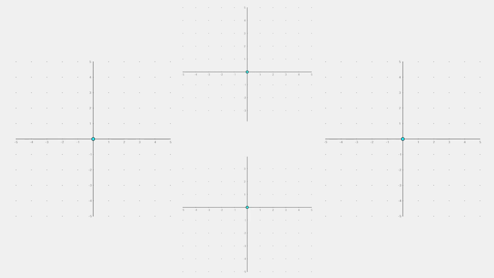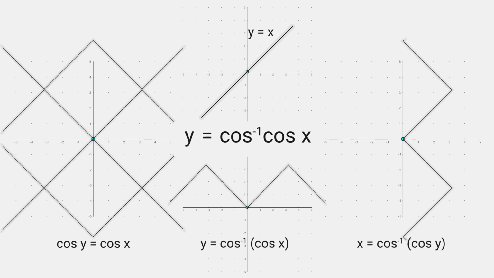But the graph of cos y equals cos x is not the same as y equals cos inverse cos x, or cos inverse cos y equals x, or y equals x, because they all are different.